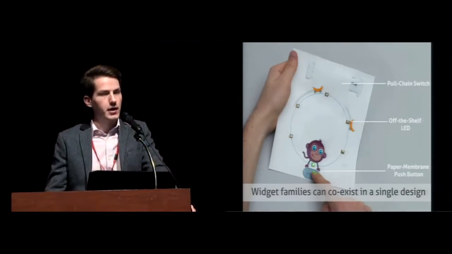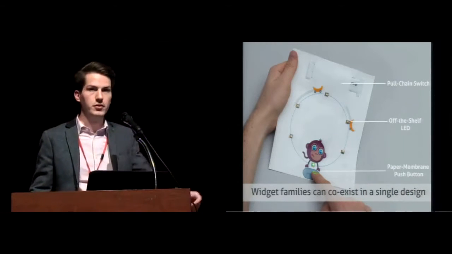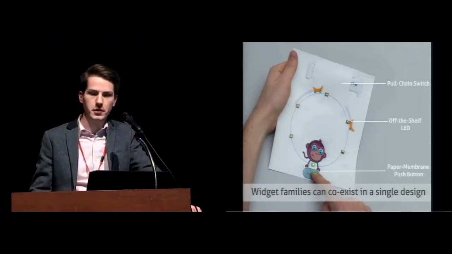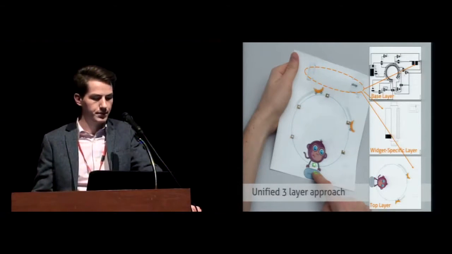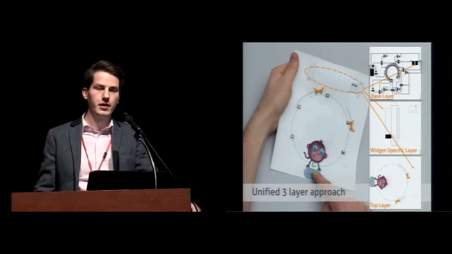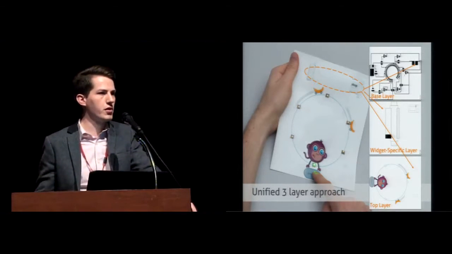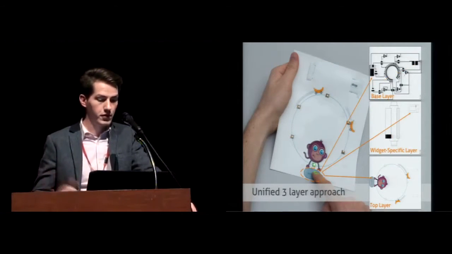Actually, you can combine all these different widget families in a single design. Like you see here in our paper game, we have a pull chain switch, an off-the-shelf LED, and a paper membrane push button. So we can integrate that in a single design because we created a unified 3-layering approach. So every design created with PaperPulse always consists out of 3 layers. And every widget that you add to the design contributes to some of these 3 layers.